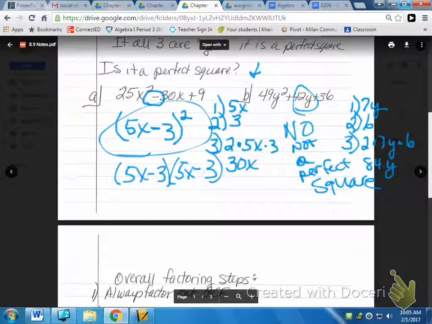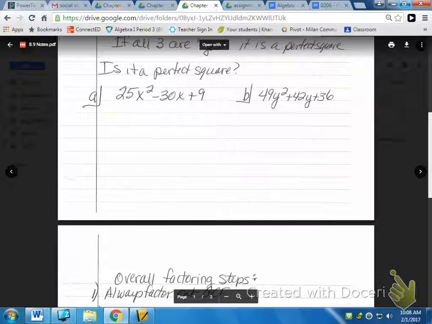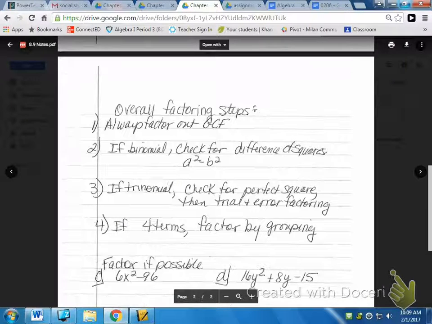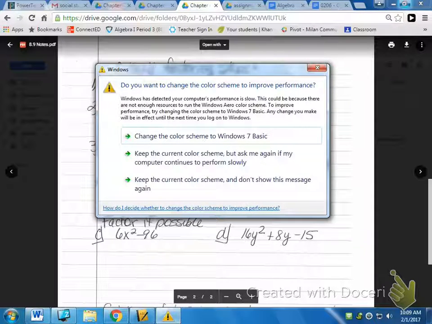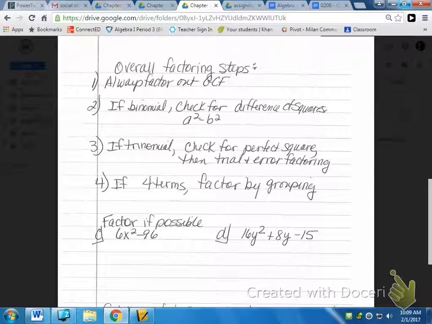Questions about that? All right, we're going to do an overall review of all factoring steps. This is what you should do every time you're given a quadratic. And remember, a quadratic has a squared term, or anytime you're asked to factor anything. These are the steps you should follow. Step number 1, always factor out the greatest common factor. Always look for greatest common factors to factor out. That always simplifies your problem.